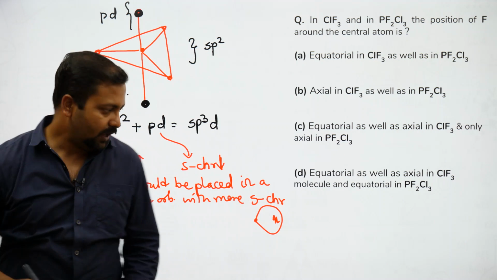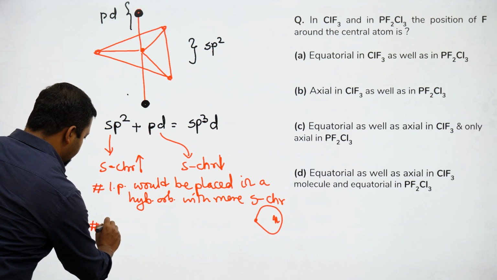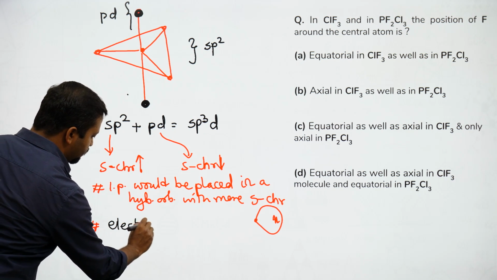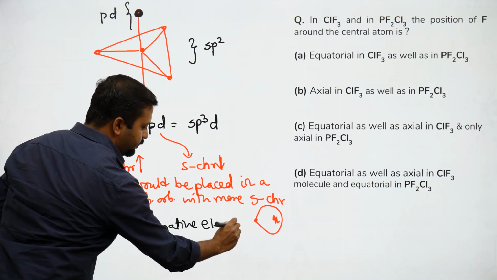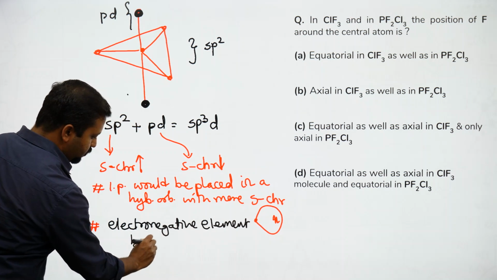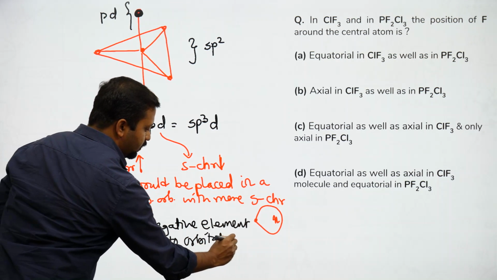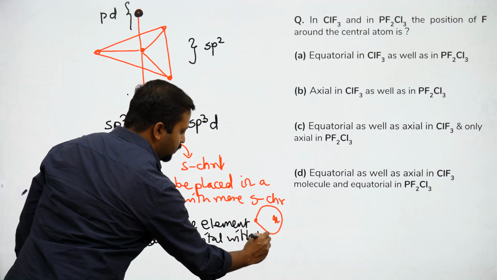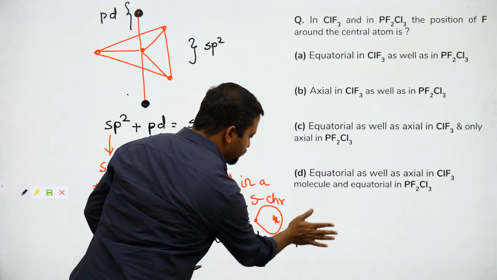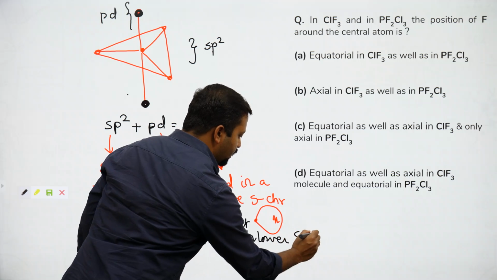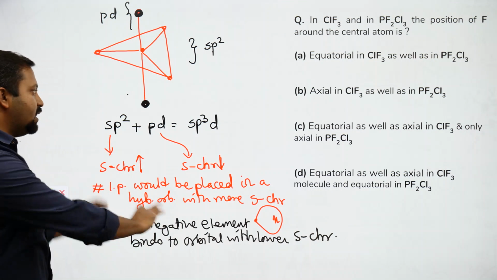So I can write: electronegative element binds to orbital with lower s character. It's very easy to understand, very conceptual, very easy to understand.